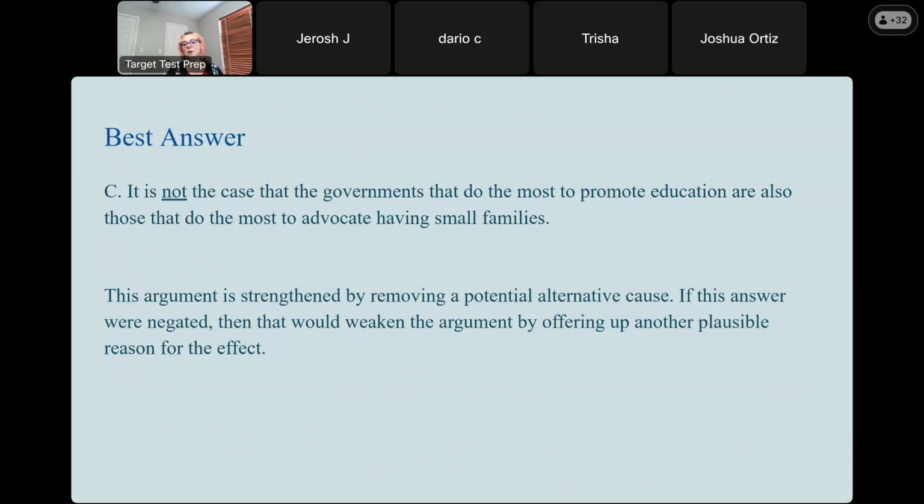So the alternative cause was governments promoting both smaller families and education. So say the government offered a financial incentive for education. They could also offer a financial incentive for having small families. If they did that, then that would be reason to believe that both things were caused by the government doing the most, whatever form that takes, instead of the education causing people to have fewer children.